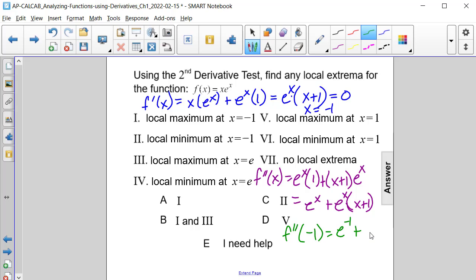And now if we evaluate f double prime at negative 1, we will get e to the negative first plus e to the negative first power times negative 1 plus 1. So that's going to be 0 for this term, and 0 times anything is 0. So we have e to the negative 1, or 1 divided by e. And this is positive, so that means we have a concave up, so we have a local minimum at this value. So the local minimum at x equals negative 1, Roman numeral 2, or answer choice C.